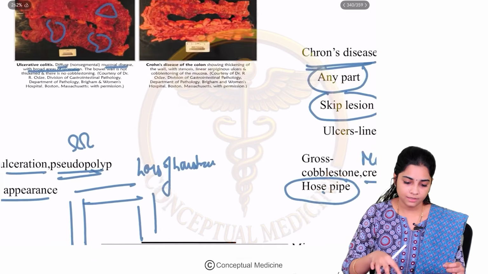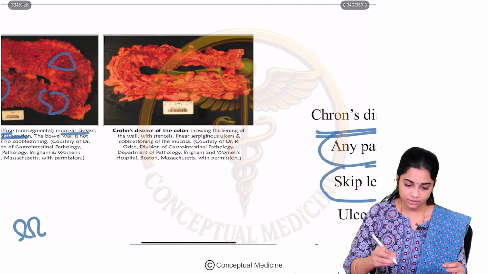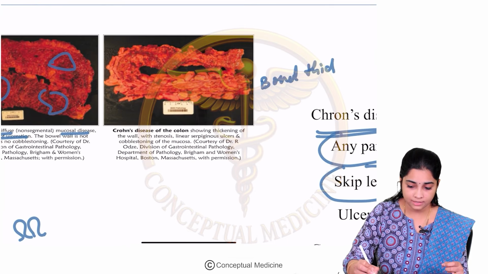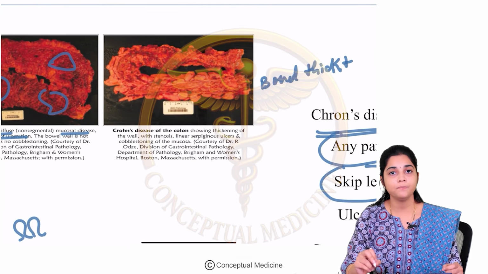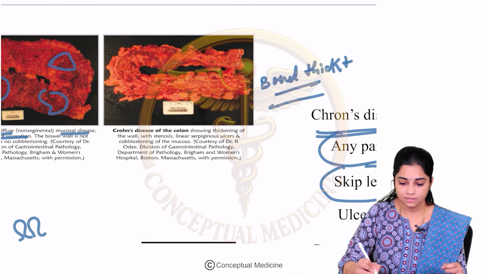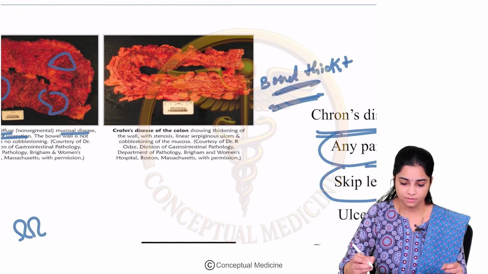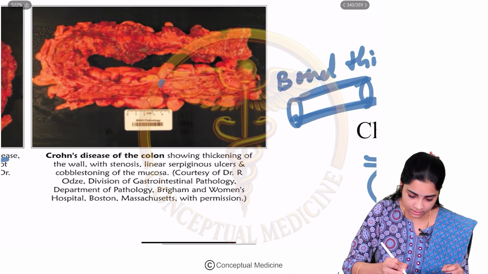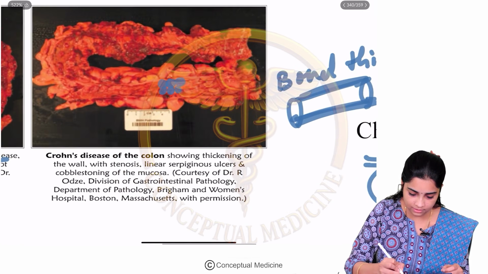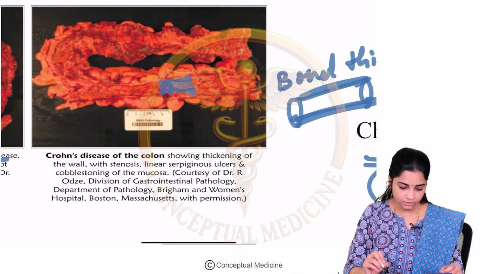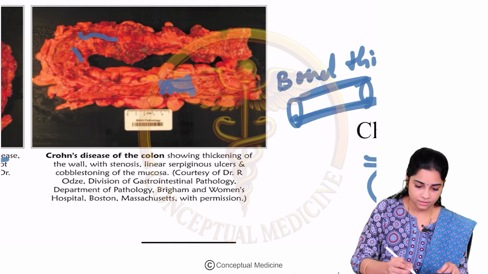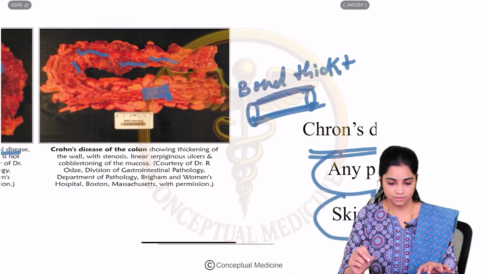So let us look at the gross pathology here. Here you can see that there is bowel thickening. Bowel thickening is not seen in ulcerative colitis. It is seen in Crohn's disease, and this results in your hose pipe appearance. Then you can find some cobblestoning, right? Can you see here a cobblestone appearance like this? So this is your cobblestoning pattern. And the ulcers are predominantly serpiginous. It is linear, it is serpiginous.